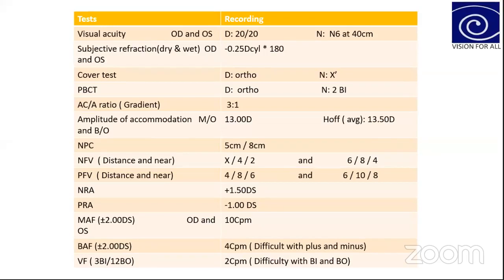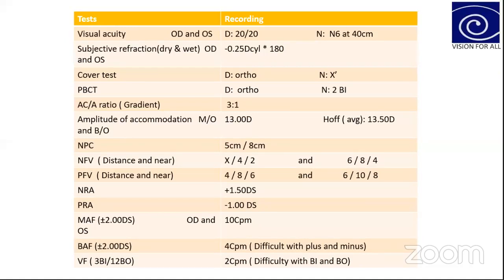Phoria shows orthophoria for distance. Here the cover test shows orthophoria for distance and exophoria for near, and the prism bar cover test shows orthophoria for distance and 2 prism diopters base in for the exophoria at near. The AC/A ratio was within the normal limit, and the amplitude of accommodation was within normal limit, both monocular and binocular. The near point of convergence has the break at 5 centimeters and recovery at 8 centimeters, and it was not receded.